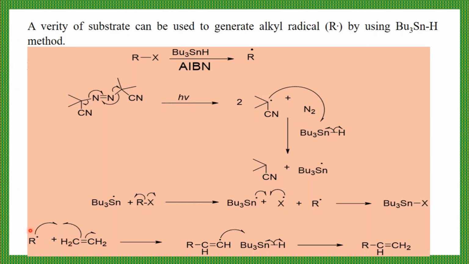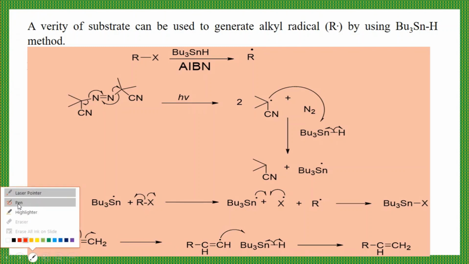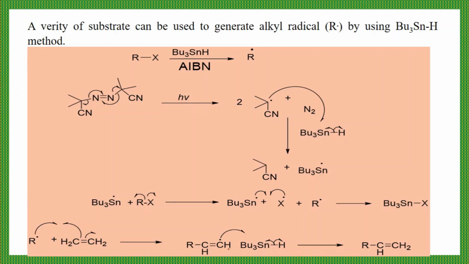So here this R radical will react with this ethylene. This ethylene molecule undergoes homolysis. It generates two CH2 radicals. Then one CH2 radical will react with this R radical, and R will form a sigma bond with this C. And here you have this CH2, with the two hydrogens there.